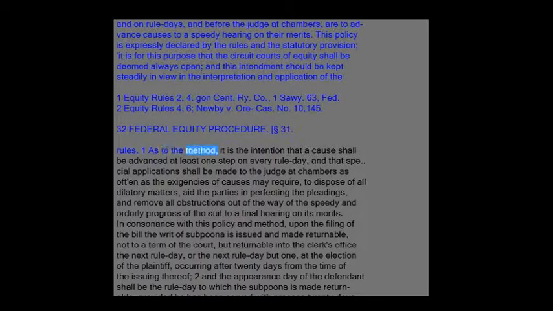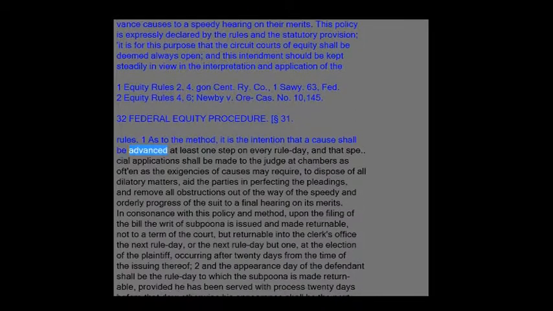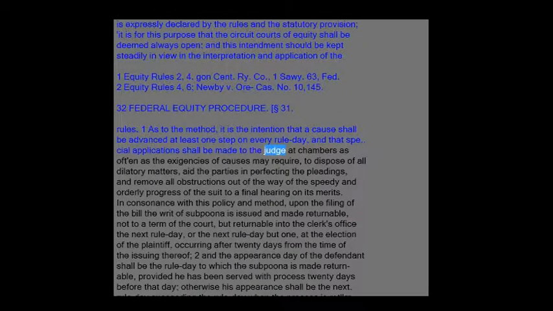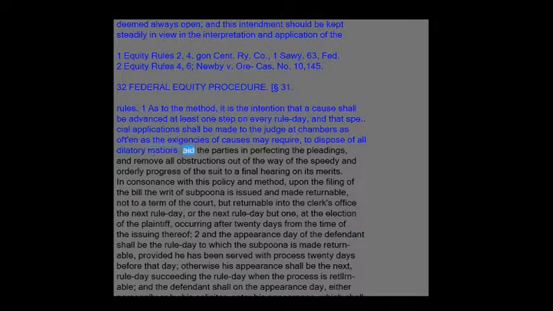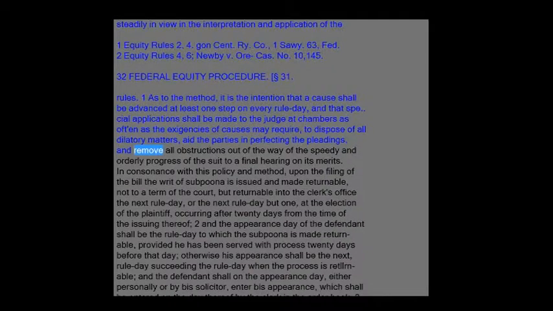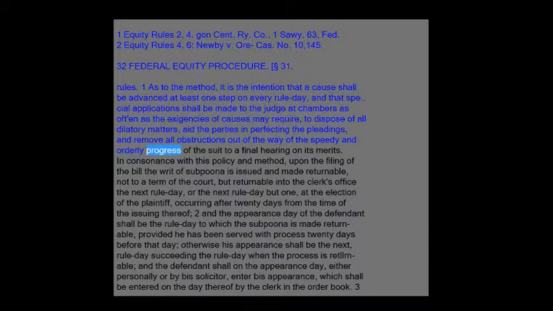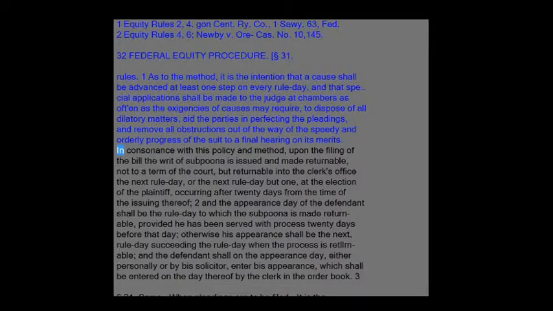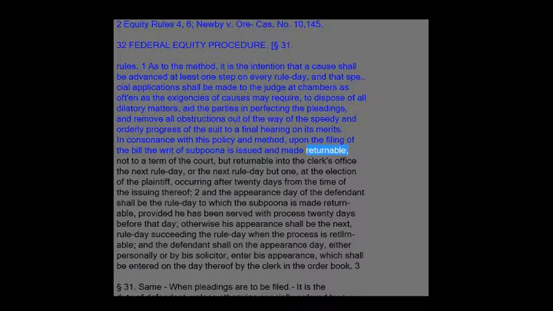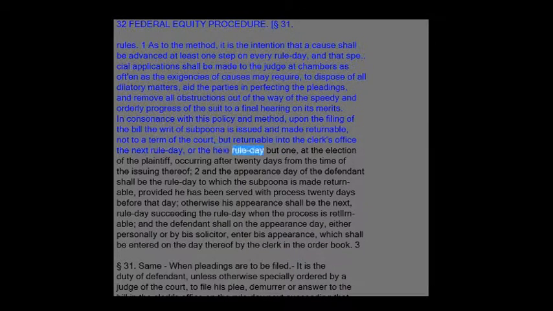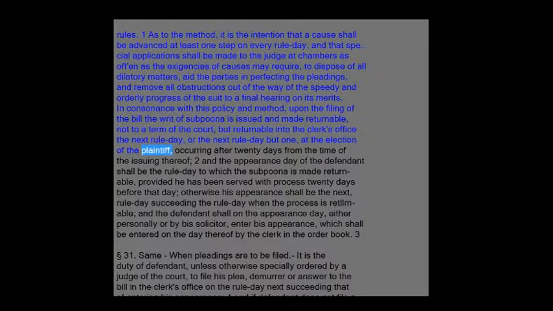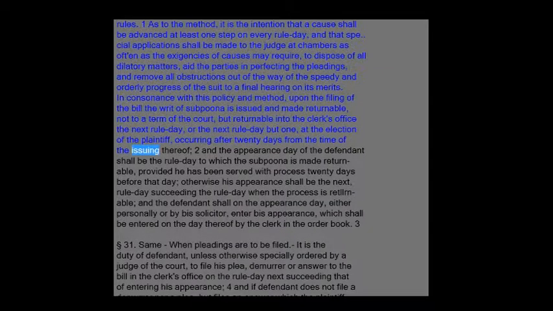31. Rules 1. As to the method, it is the intention that a cause shall be advanced at least one step on every rule day, and that special applications shall be made to the judge at chambers as often as the exigencies of causes may require, to dispose of all dilatory matters, aid the parties in perfecting the pleadings, and remove all obstructions out of the way of the speedy and orderly progress of the suit to a final hearing on its merits. In consonance with this policy and method, upon the filing of the bill the writ of subpoena is issued and made returnable, not to a term of the court, but returnable into the clerk's office the next rule day, or the next rule day but one, at the election of the plaintiff, occurring after 20 days from the time of the issuing thereof.